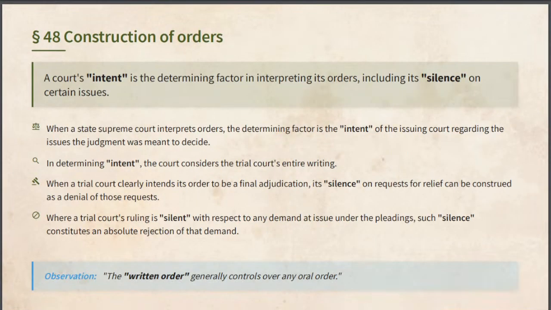All right, and that brings us on to section 48, and this is our final section, the construction of orders. A court's intent is the determining factor in interpreting its orders, including its silence on certain issues. When a state Supreme Court interprets orders, the determining factor is the intent of the issuing court regarding the issues the judgment was meant to decide.